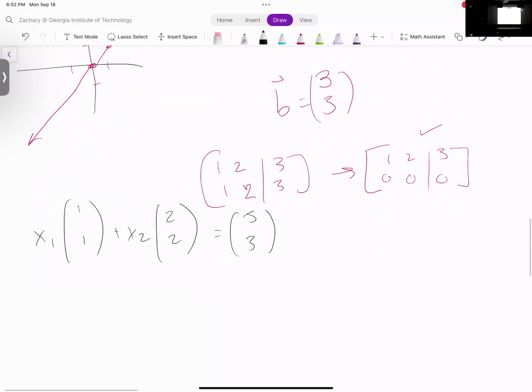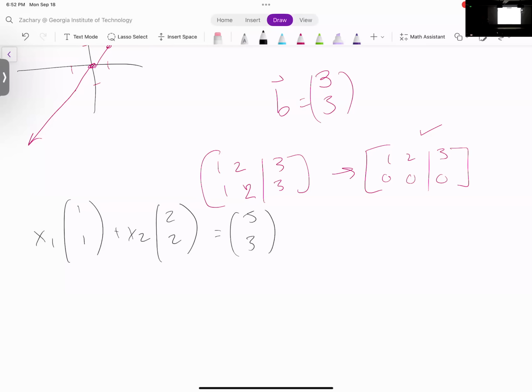Someone give me a really easy example of an x1 and an x2 I can pick to get to 3, 3. 3, 0, right? 3 times 1, 1, 0 times this gives me 3, 3. Someone give me a different one where x1 is 0. Yeah, 0 and 1 and 1/2. 1.5 times 2 is 3. That gets us there. That's a different solution.